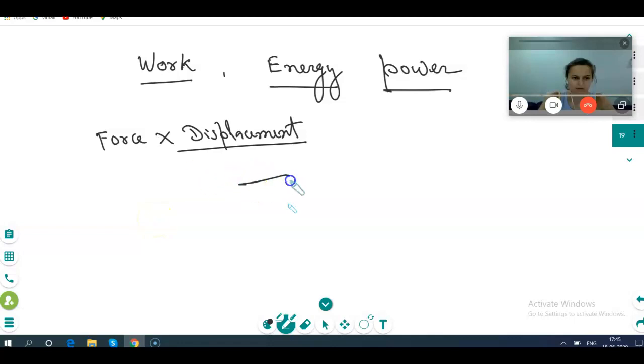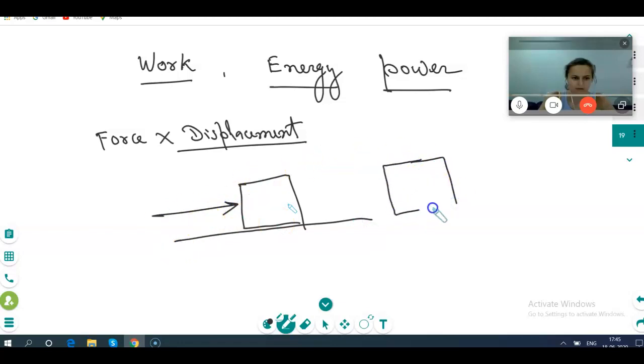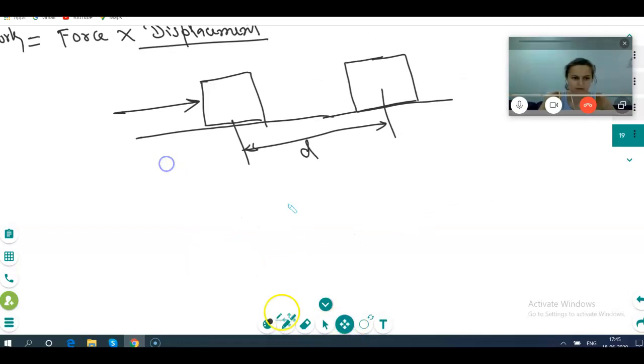Suppose a block and you are applying a force here in this way, so that the block comes to here. How much work is done? This one is the distance, force into displacement. Correct? In vector form.